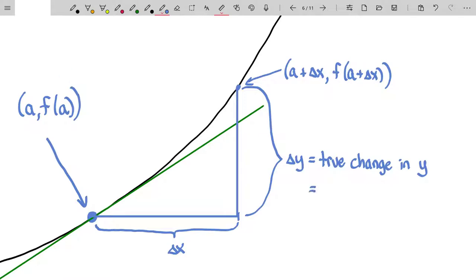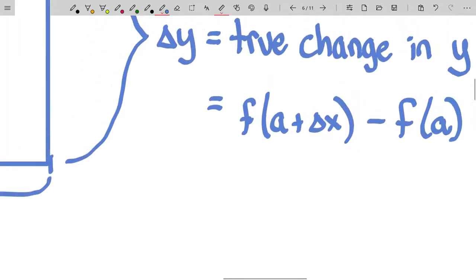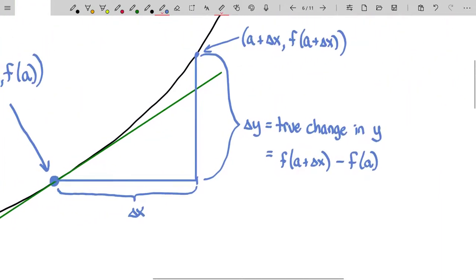So delta y technically is just the difference, f of a plus delta x minus f of a. Now that's not that important to talk about, but I just want to say that. But what we're gonna do is use our tangent line to approximate that change in y. So rather than using delta y, which is a true value of the change, and that would also require us to evaluate our function at a plus delta x, and often we don't want to do that because our function might be pretty gnarly.